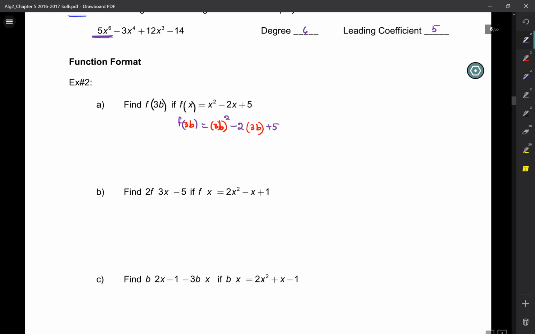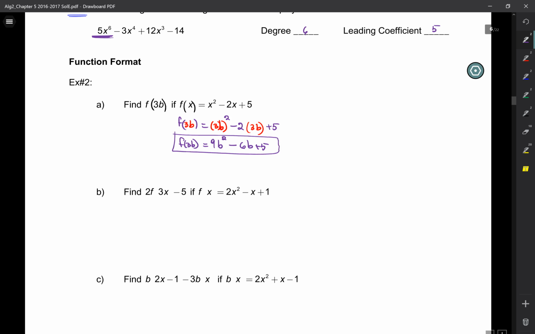All right, and now let's simplify this. Who does that square belong to? The 3 and the b. So this is going to be 3 squared, 9, b squared, minus how many b? 6b plus 5. And then you just have to check. Are there any terms I can combine? No. Is it in standard form? Are the exponents going down? Yes. So we're good to go. So that's f of 3b.